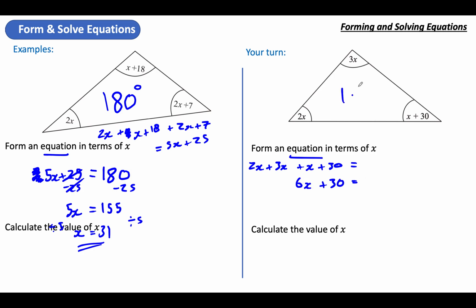And it's built into the question. It's angles in a triangle. And we know when you add them together, it always equals 180. So there's my equation, right? This time I'll stick to what the question says. Now calculate the value of x.